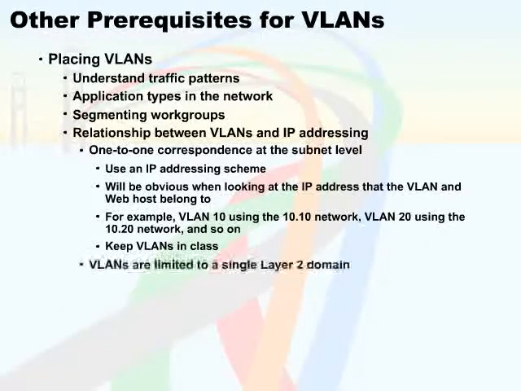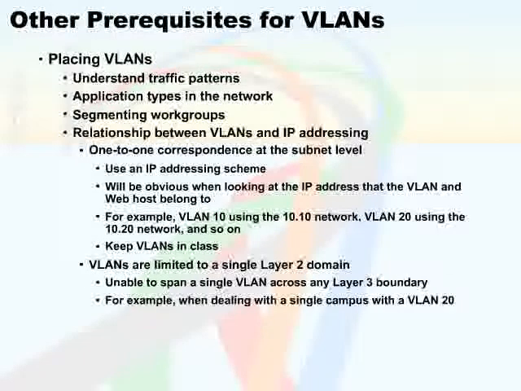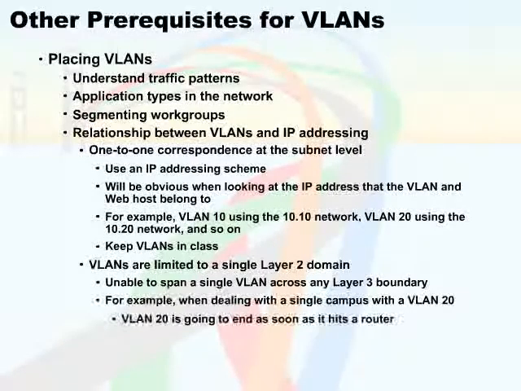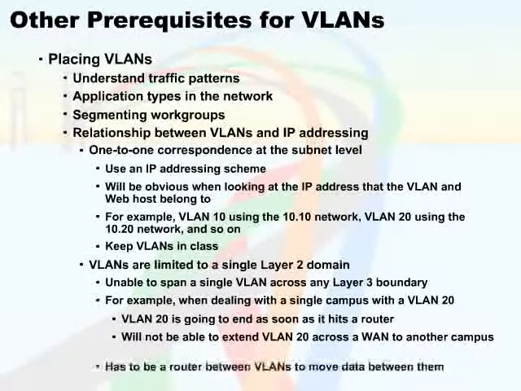The other thing is VLANs are limited to a single layer 2 domain. And what that means is that we're going to be unable to span a single VLAN across any layer 3 boundary. When you're dealing with a single campus, let's say that we have a VLAN 20 in our primary campus, that VLAN 20 is going to end as soon as it hits a router. So I would never be able to extend VLAN 20 across a wide area network to another campus. If I had a VLAN 20 in each area, believe it or not, they're going to be separate VLANs. There's got to be a router in between to be able to move data between them. So I never extend beyond the layer 2 domain.